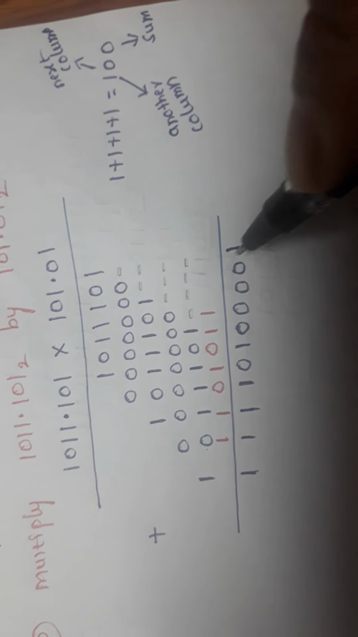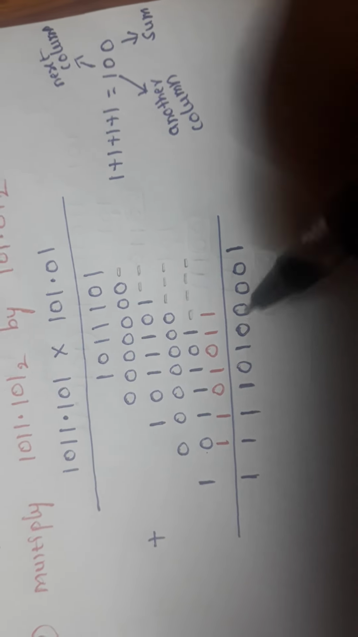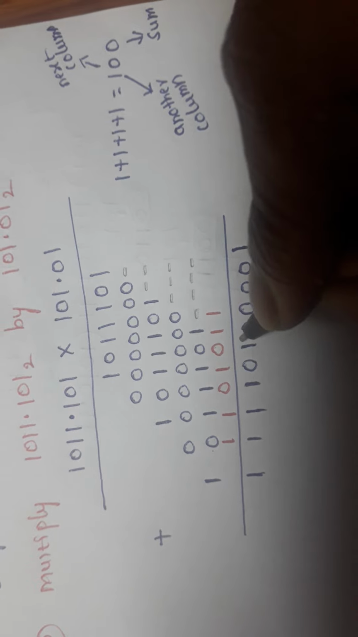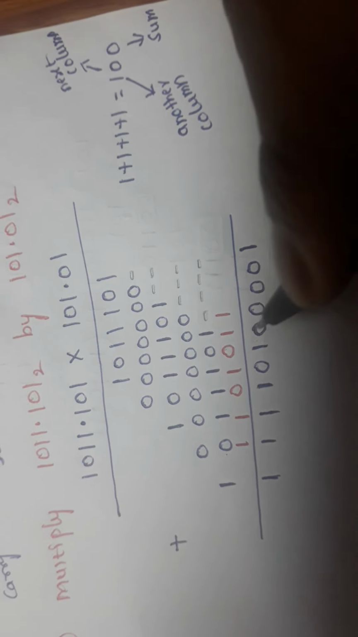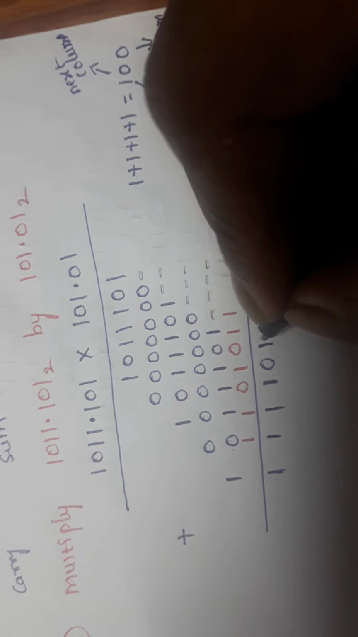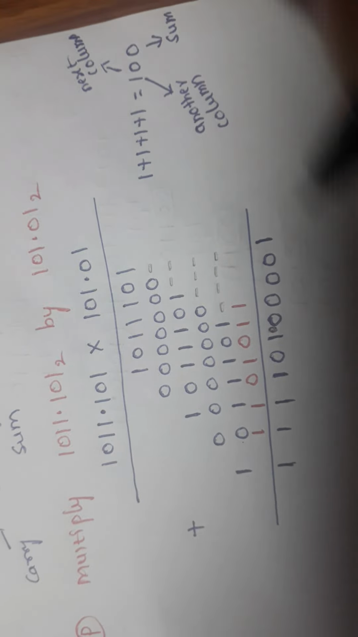Therefore I am going to keep a decimal point after 5 digits: 1, 2, 3, 4, 5. This is the required answer. Okay, is it clear?